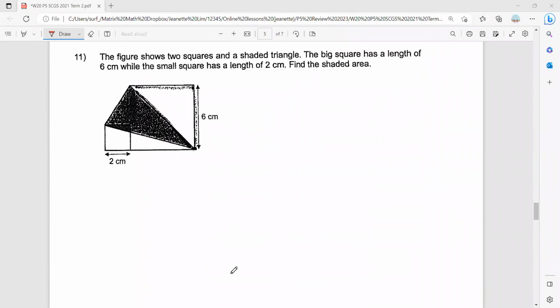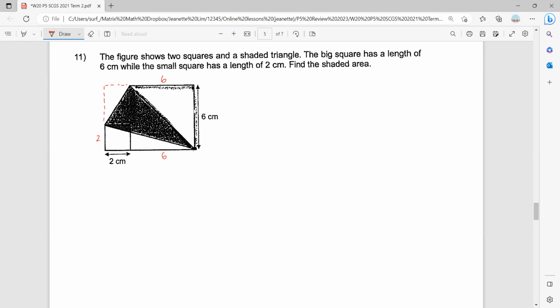Okay, question 11. Figure shows 2 squares and a shaded triangle. Big square has a length of 6 cm. Small square length 2 cm. Find the area of the shaded part. Okay, so if this is 6, let's label all the 6 cm here. Here, 2 is here. What I'm going to do is make this into a rectangle. This is not the only way to solve this question. You may have another way, that's fine.